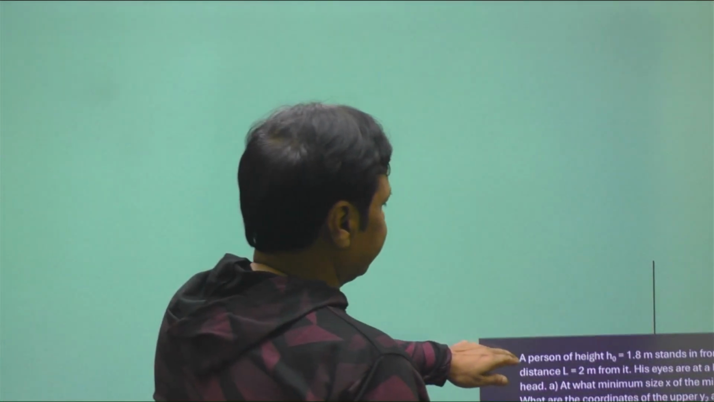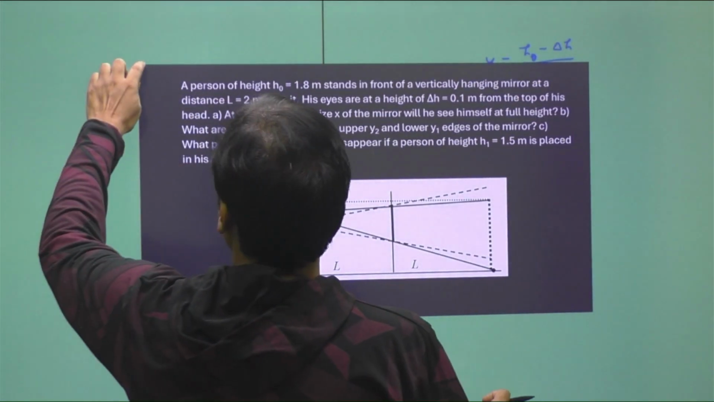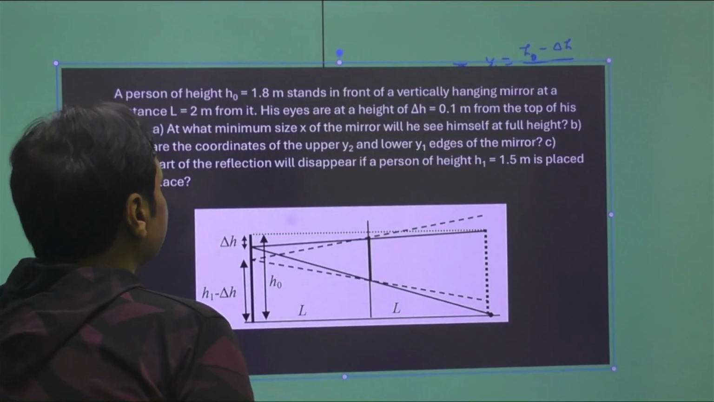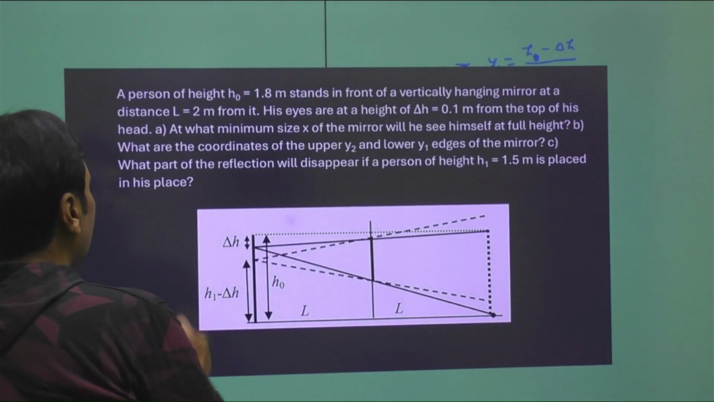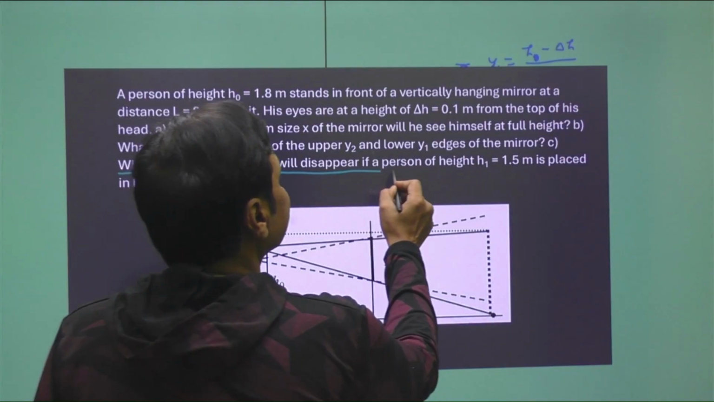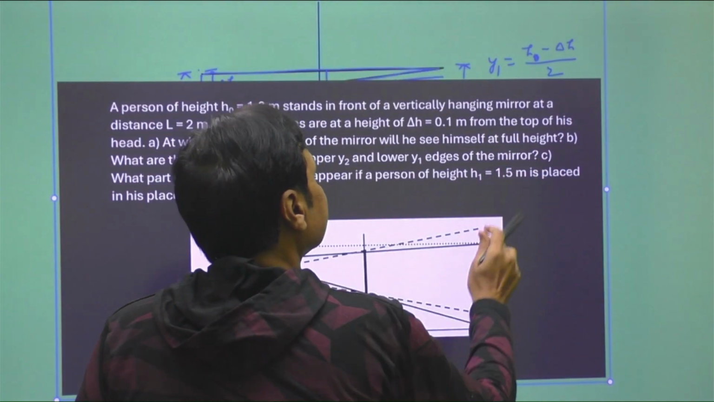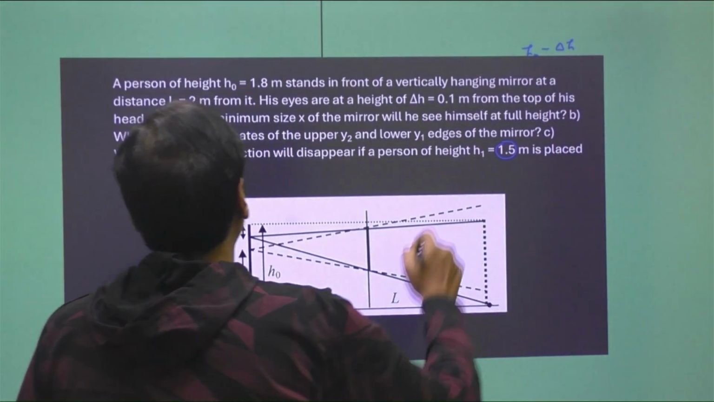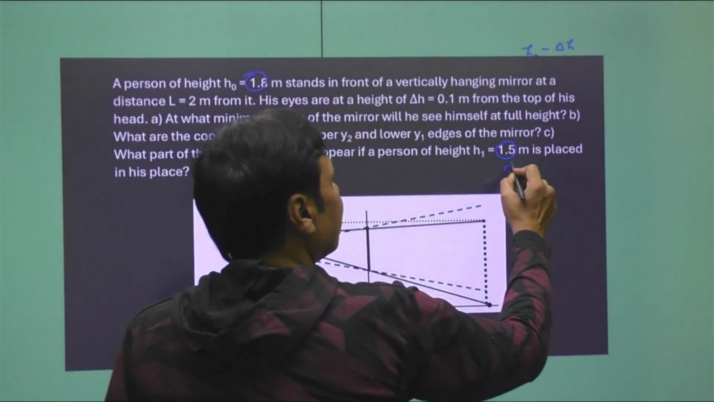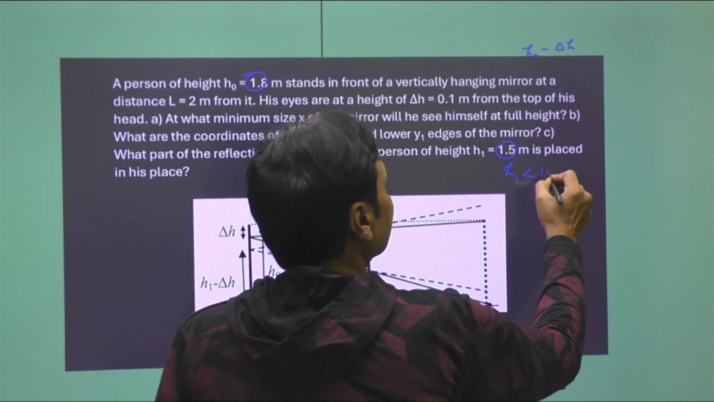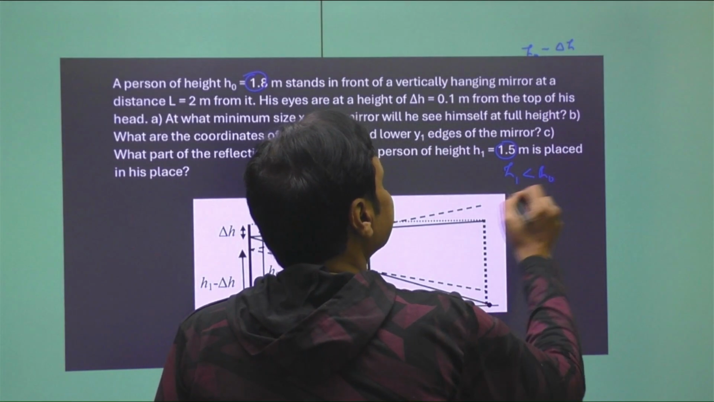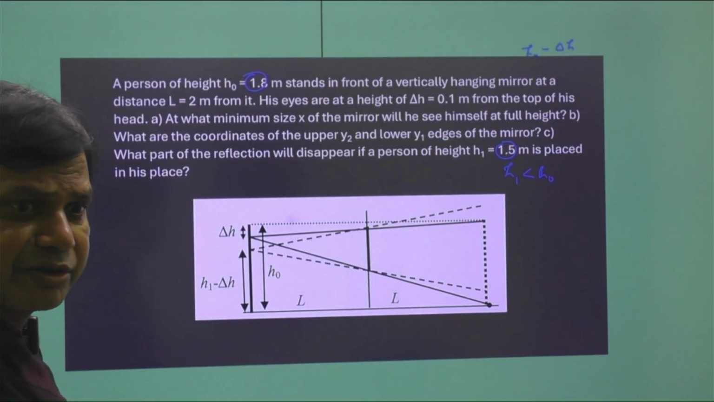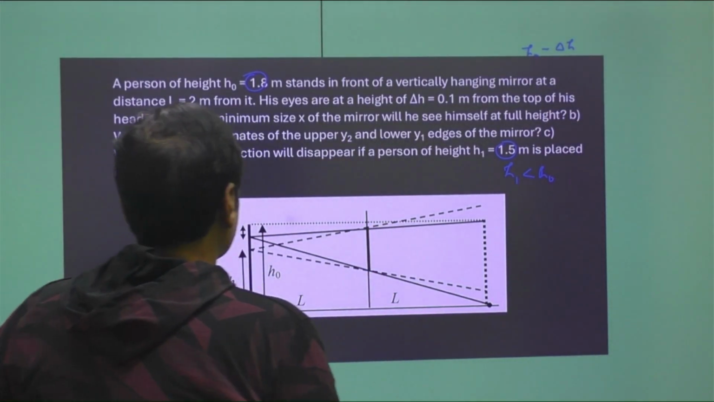And what was this part 3? Part 3 of the problem is: what part of the reflection will disappear if a person of height h1 equals 1.5 meter, that is less than 1.8 meter, that means h1 is less than h0, is placed in its place, and the mirror remains at the same place.